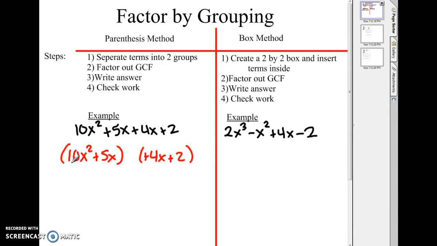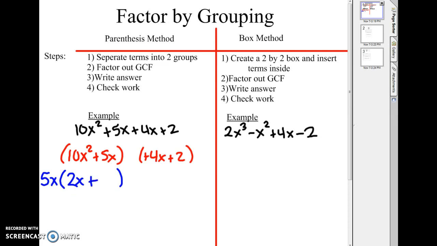So looking at this first parentheses, I look for what's the greatest common factor. What do they have in common? Well, I can take out a 5 from both of these. And I notice they both have an x, so I can take out an x. When I do that, I have to fill in what would go inside. So let's start with the numbers. I know 5 times 2 would be 10, so I need 2 inside. And then x times x will get me back to x squared. So 5 times 2 gets me back to 10, and x times x gives me x squared.